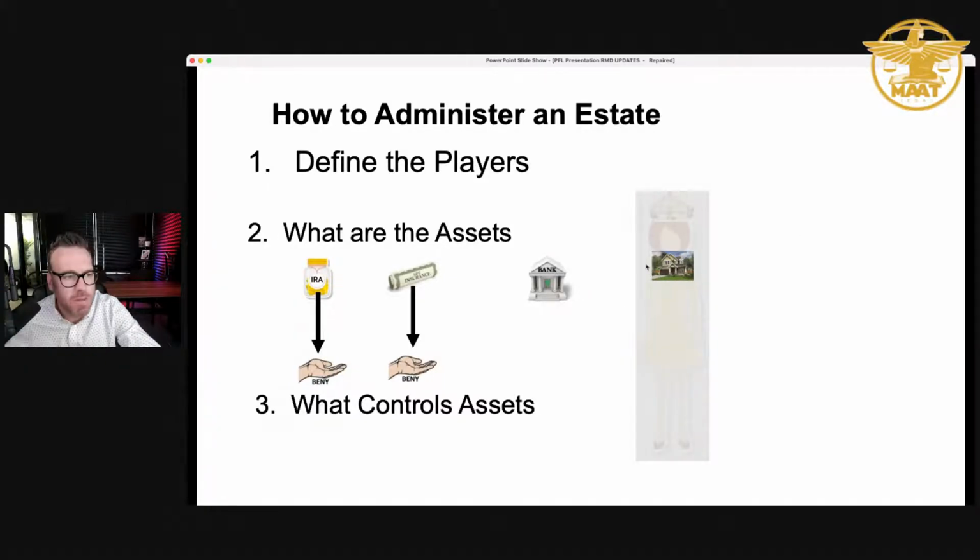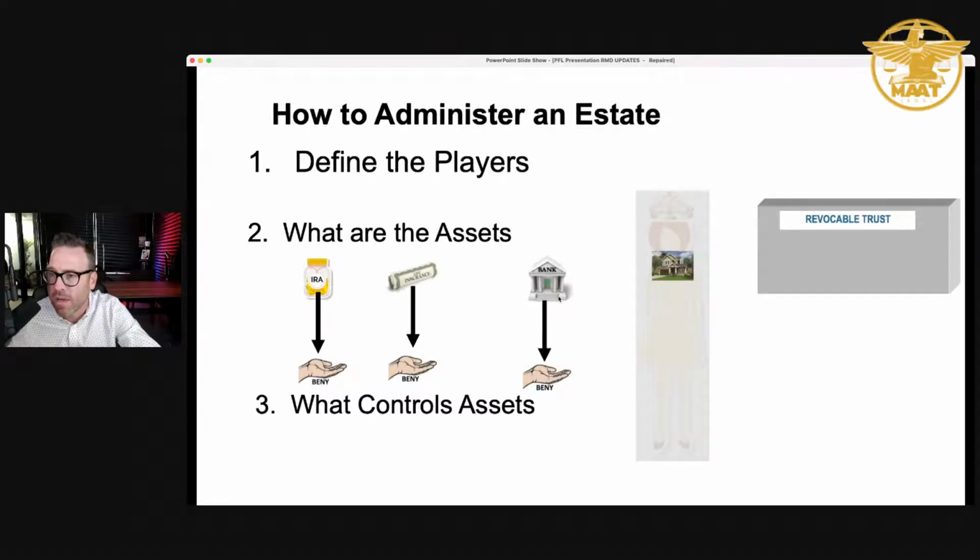Something could still be titled in the name of the deceased. Like this house, it's still in the name of the person who's passed away, so we would say it's owned by her estate. Or things could be owned by a trust. If there's a bank account, it could list a person as beneficiary, or it might name a trust as the beneficiary, or the trust could even be the owner of the bank account. So figure out what the assets are, what's in the estate, and what controls them. This bank account in the trust is going to be controlled by the trust. This house in the estate will be controlled by the estate.